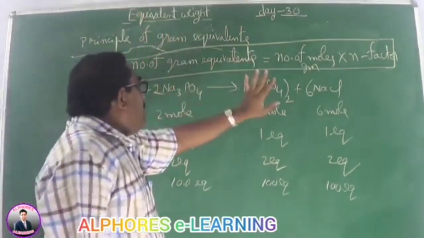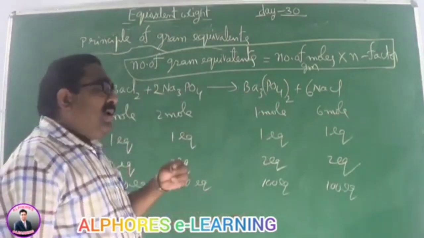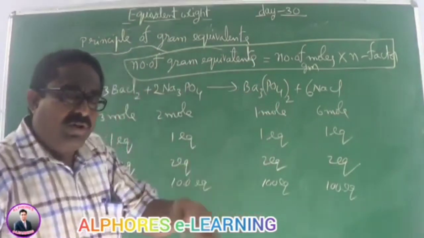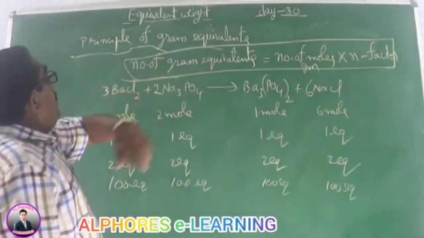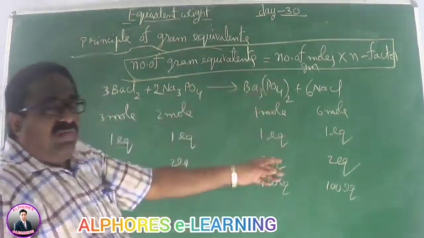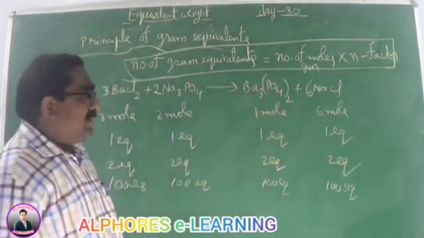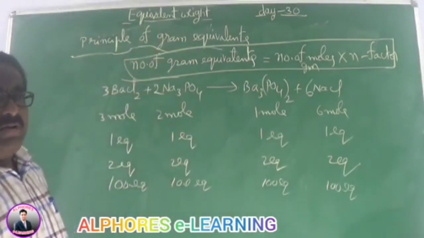If you miss gram also, no problem. You can simply write, no problem. Gram equivalents are equivalents. Gram moles are moles. Both are same. So for a substance, number of gram equivalents is equal to number of moles into n factor. That is the final conclusion of this principle of gram equivalence.